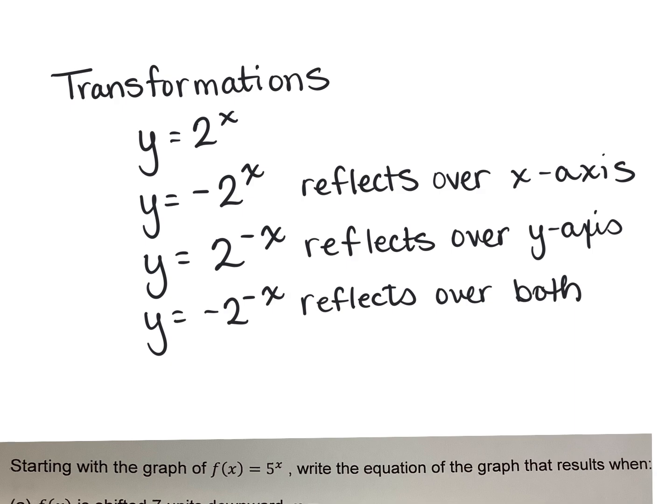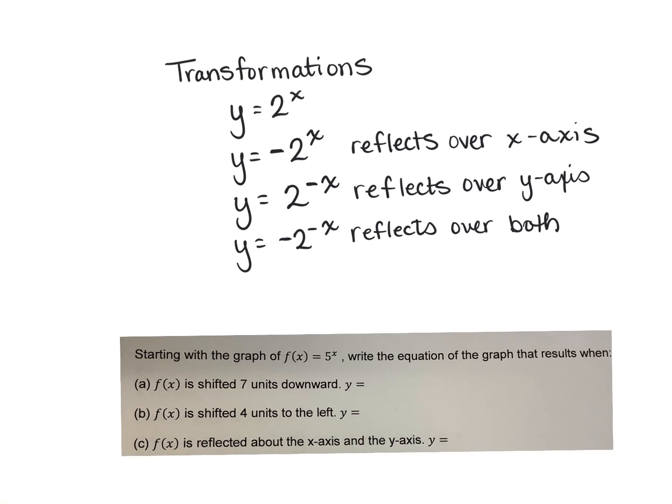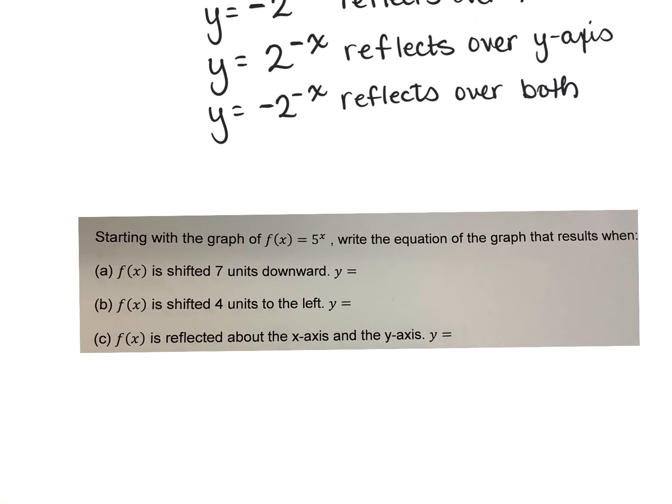So then, depending on where you put your negative sign, you will have reflections. For this first one, I have the negative on the outside of the function, so that reflects over the x-axis. For the second one, we have our negative inside with the x, which is in the exponent location, so that's going to reflect it over the y-axis. And then if you have both negative signs in there, you're going to have both kinds of reflections.